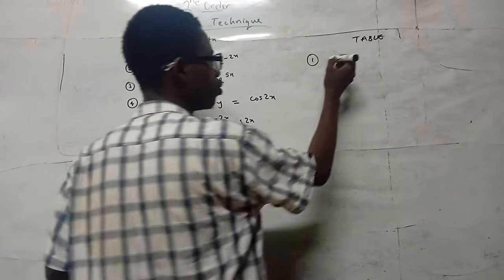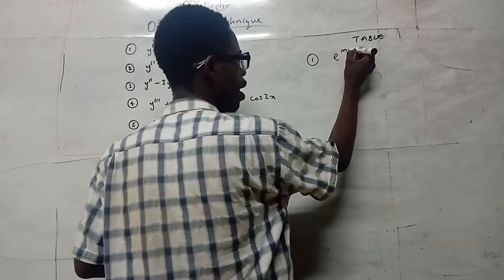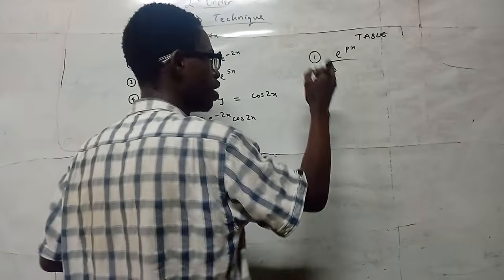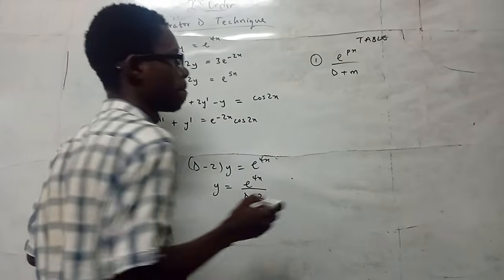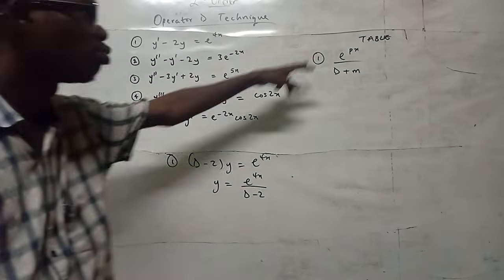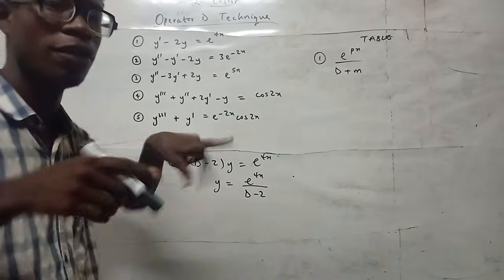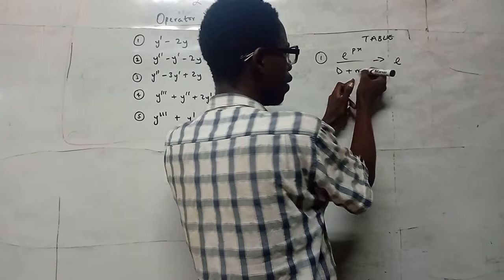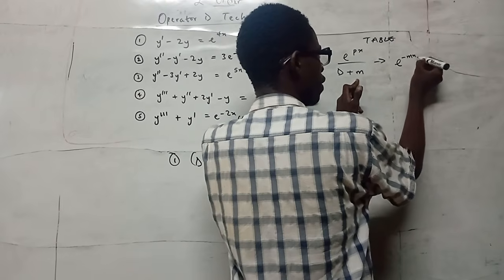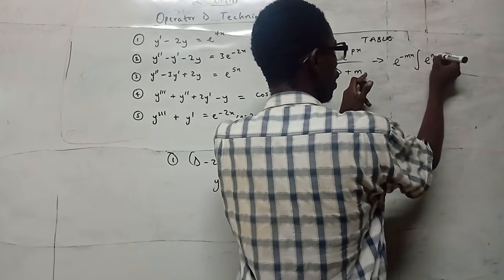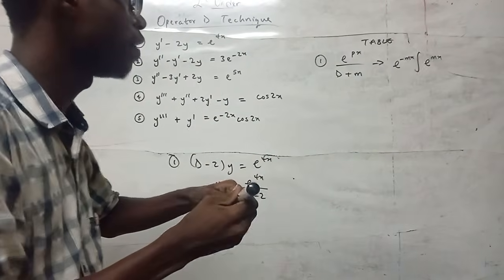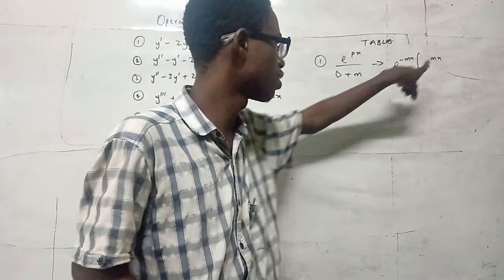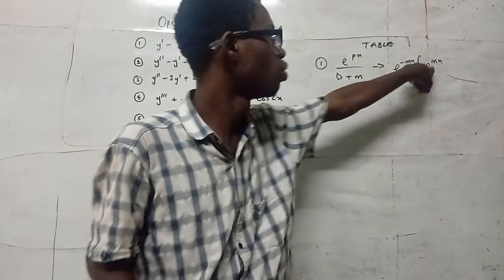So, let's say we have a function like e raised to power mx over D. Don't let me use mx, let me say p. e raised to power px over D plus m. The way we evaluate it is by saying this equals e raised to power minus mx times the integral of e raised to power mx. Don't forget this. This is the first two things you need to do. e raised to power minus mx, integral of e raised to power mx. From plus to minus, then you just write your plus.